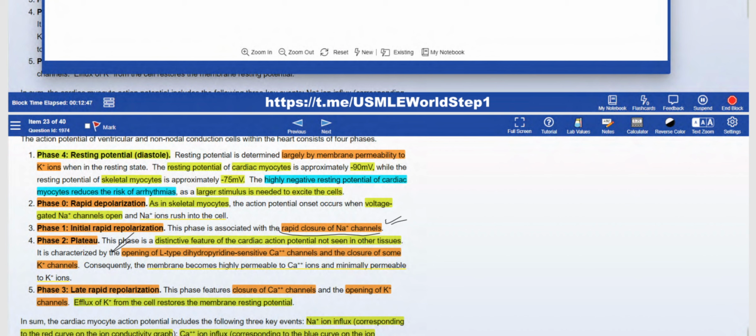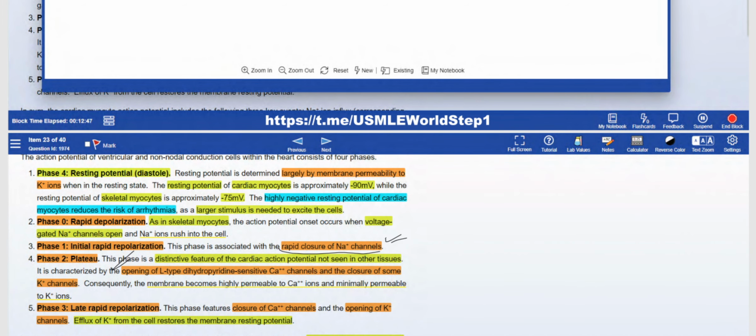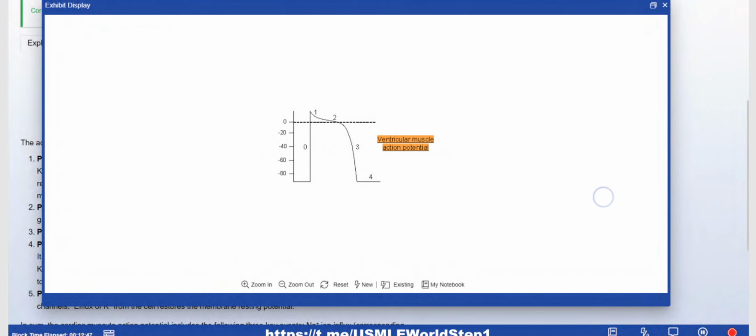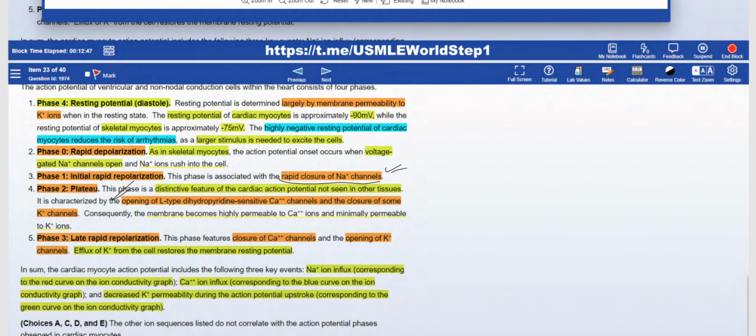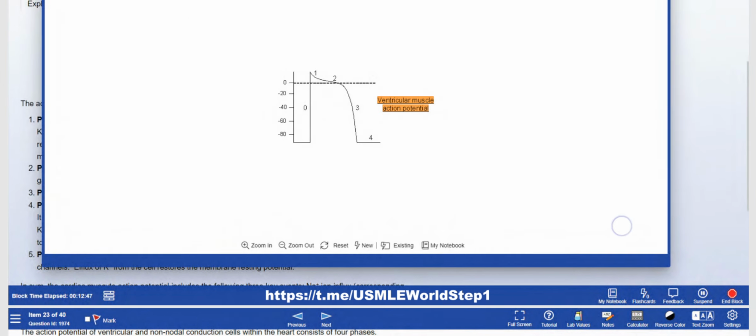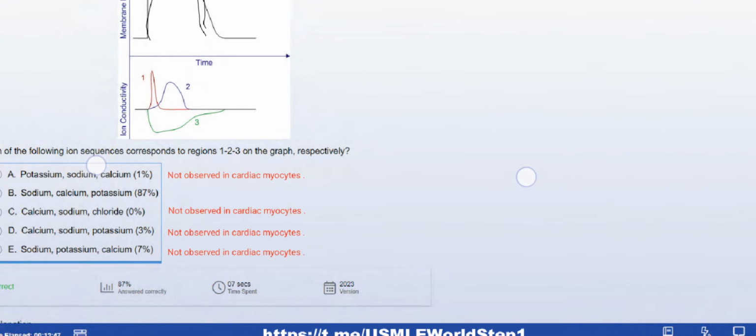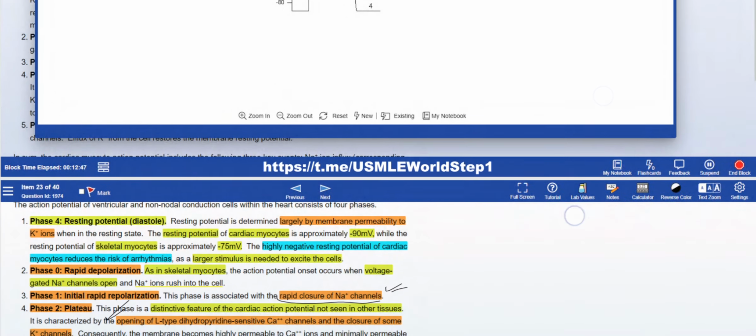Then we have phase 3, that is late rapid repolarization, right? This is because of potassium ions. So the closure of calcium channels and the opening of potassium channels, efflux of potassium from the cell restores the membrane resting potential. Now sodium ions influx corresponding to the red curve on the ion conductivity graph. So they're talking about this red curve. We talked about this.